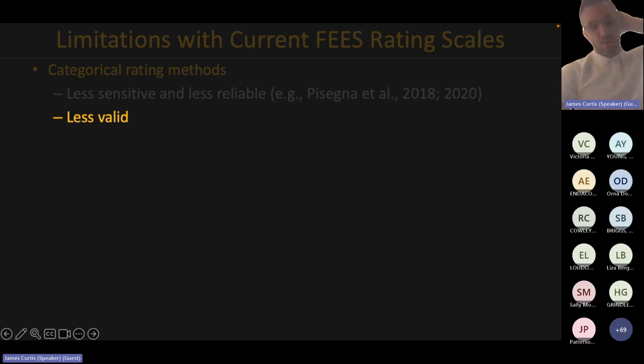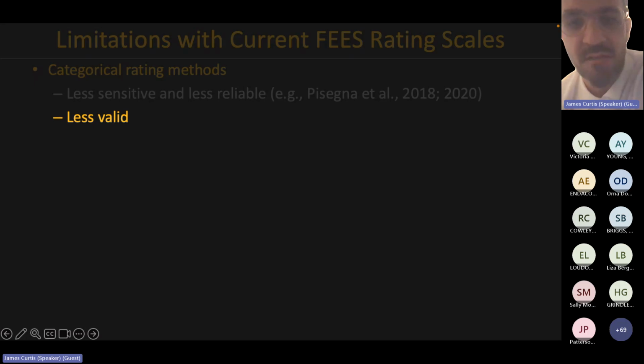We also know that categorical rating methods, which are used in a lot of the previously published rating scales, are, I would argue, probably a little less valid. There's not research to support this. This is just my thought. So take this with a grain of salt.